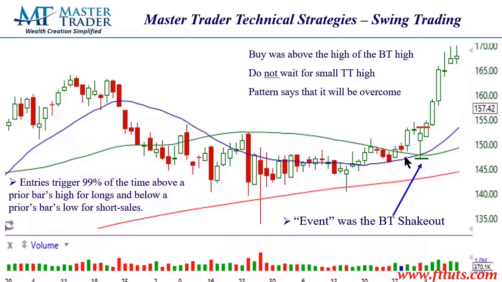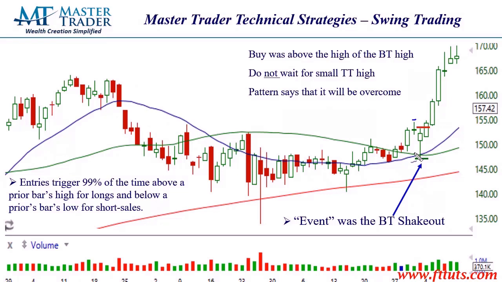But this is a very attractive pattern. And looking at the pattern, this is a question that often comes up, so I'll say it: do I have to wait for it to take out that high? No, you don't. The reason is that this pattern says that high is going to be taken out, so you don't have to wait for that.